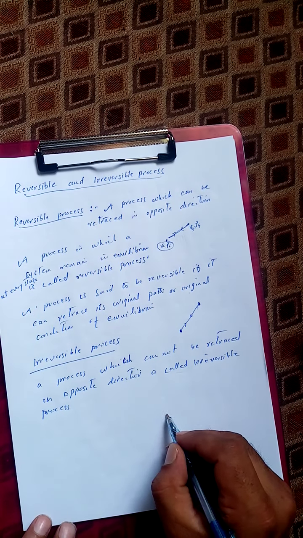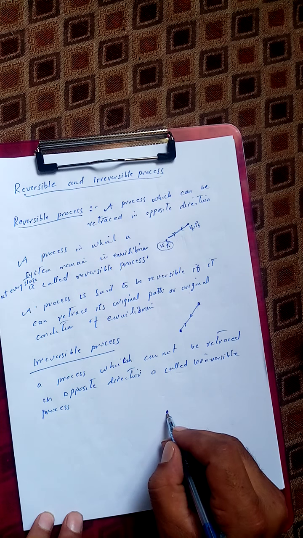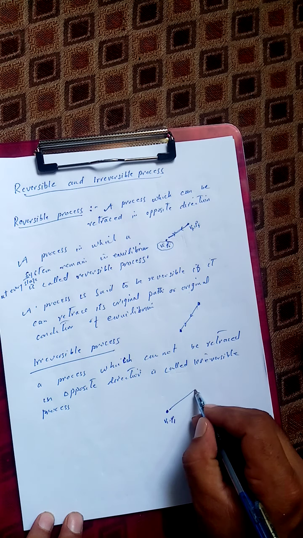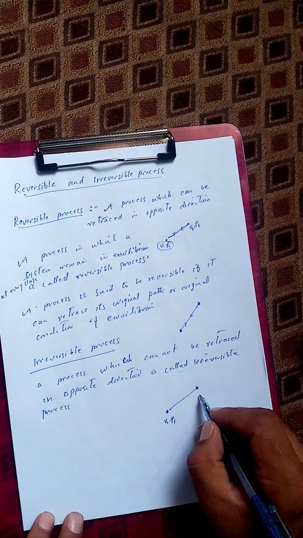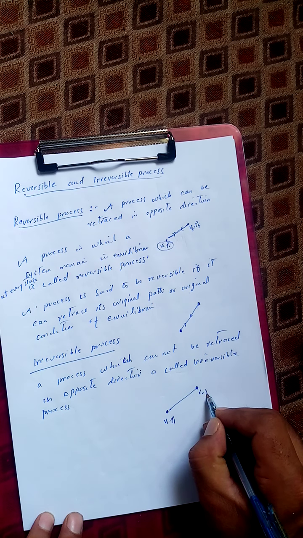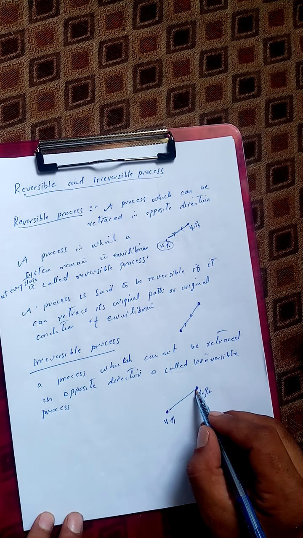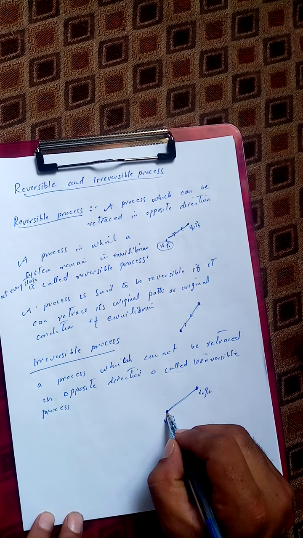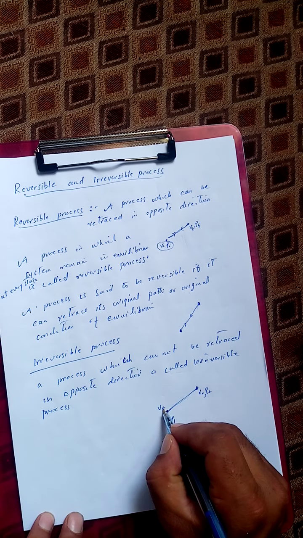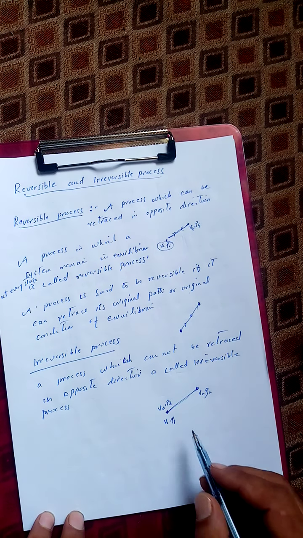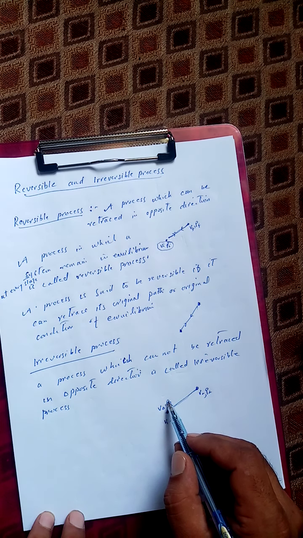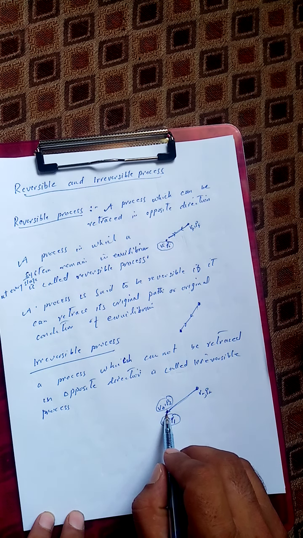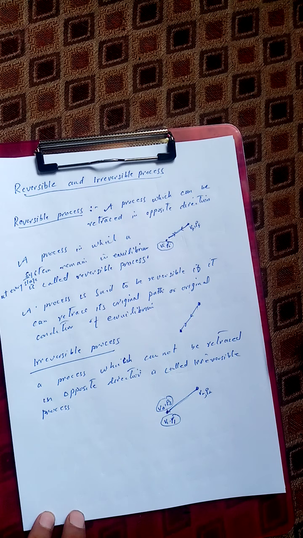For example, suppose we have a system with initial volume V1 and initial pressure P1, and we bring it to another state with volume V2 and pressure P2. Now if we bring the system back to its original state such that we reach a point where the volume is V3 and pressure is P3, then this is called an irreversible process, because we didn't get the same volume and same pressure while going back to the original position.